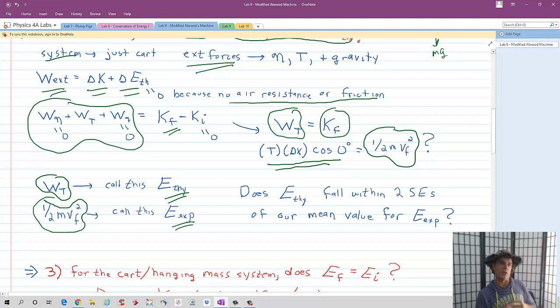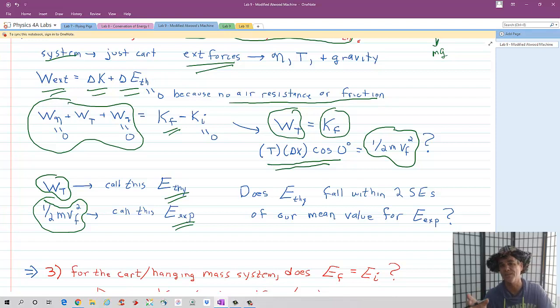So from the video, I'm going to give you what the tension is averaged over 10 trials, and what the displacement is, so you can calculate the work done by tension. We're going to call that our theoretical energy. And then I'm going to give you the final speed of the moving wireless cart for 10 trials.